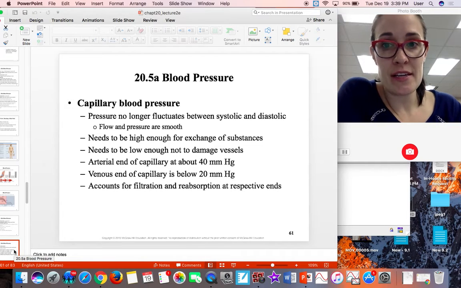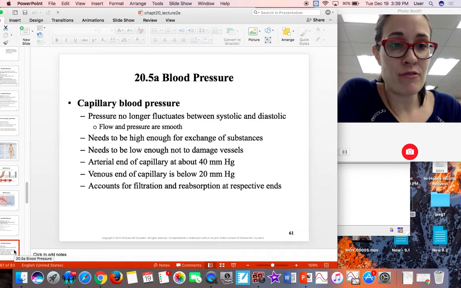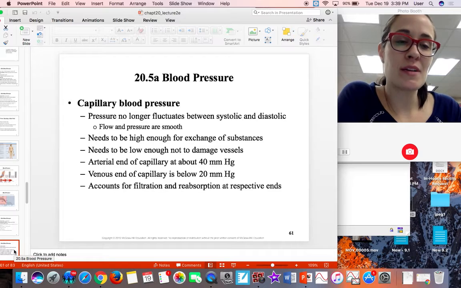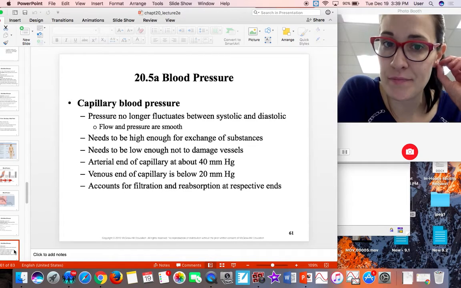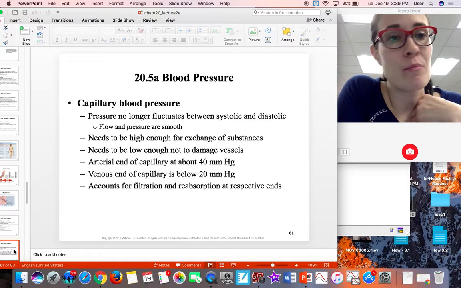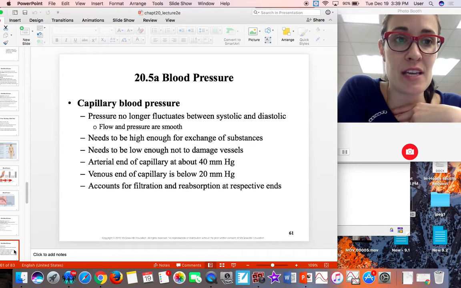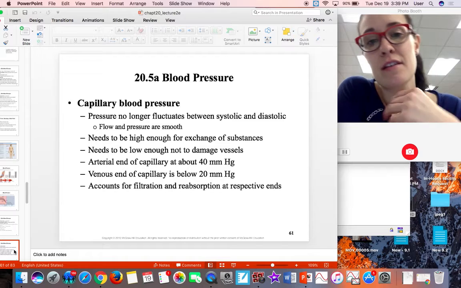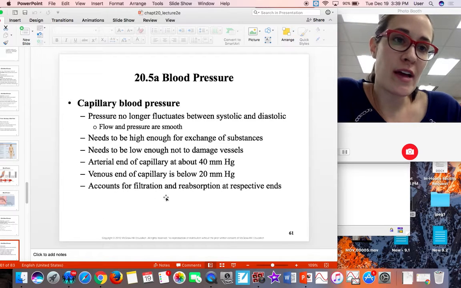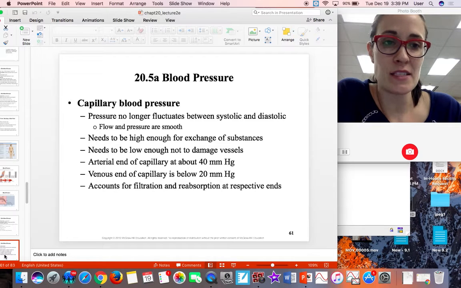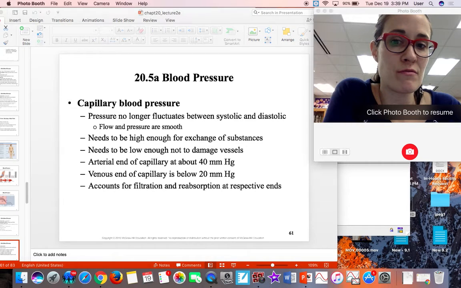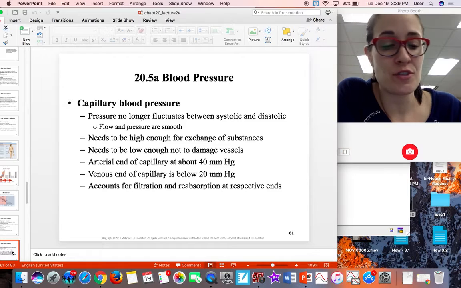The capillaries don't really have fluctuations between the two different pressures. There does need to be a little bit of blood pressure in the capillaries to be able to move substances out of them, so exchange can happen. But you don't want it to be too high and damage the capillaries, because they're very important. The arterial end has a higher blood pressure than the venous end, which we talked about already. That's the reason for filtration on the arterial end and reabsorption on the venous end.